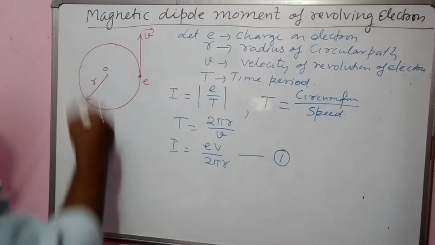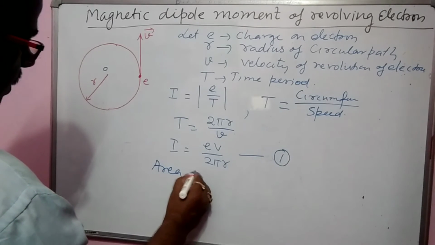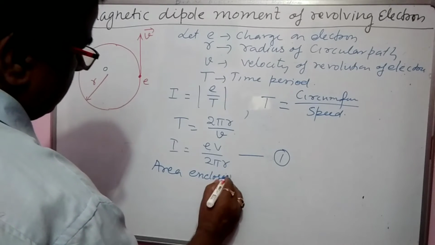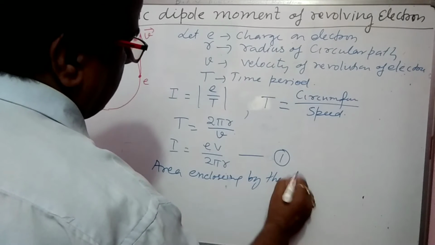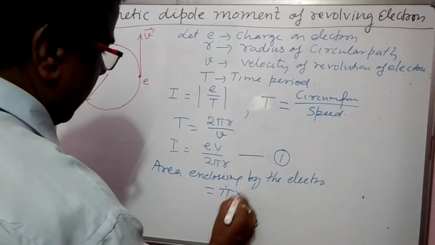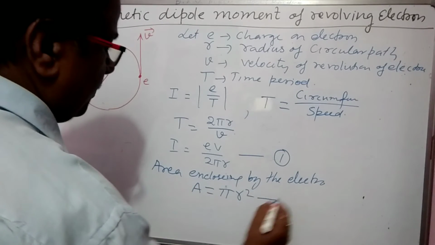Now what is the area? Area enclosed by the electron. This will be equal to pi r square. This A is equal to pi r square.